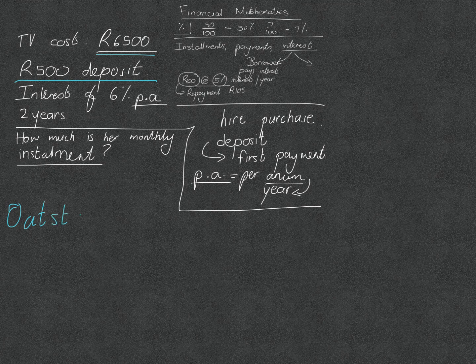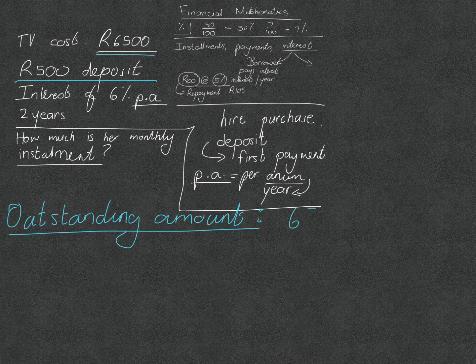When you do these problems, it's a very good idea to write your sum out exactly like this. Before you do that calculation, explain: what am I calculating? I'm now calculating the outstanding amount. The outstanding amount will be 6,500 minus the 500 deposit that she's already paid, and that is 6,000 Rand. So the outstanding amount is 6,000 Rand.